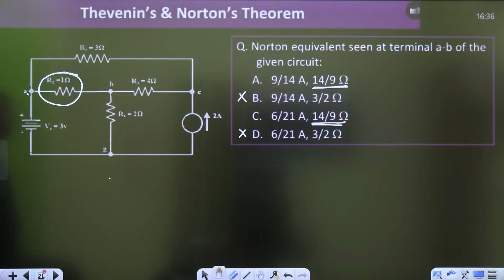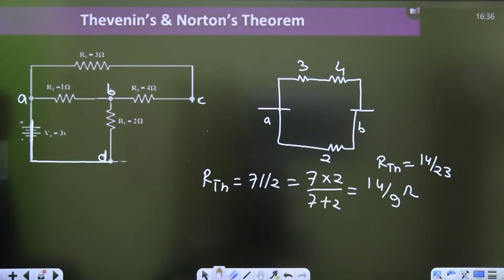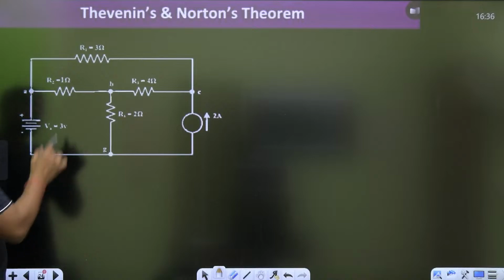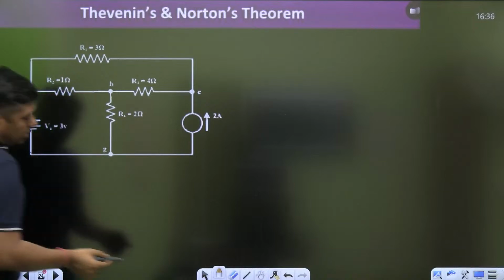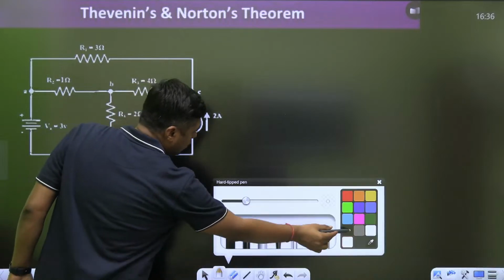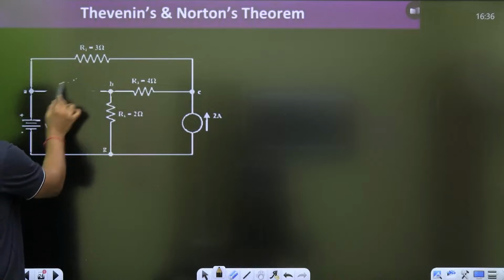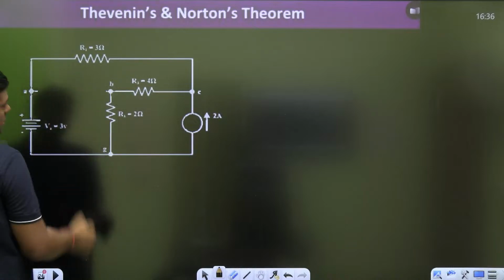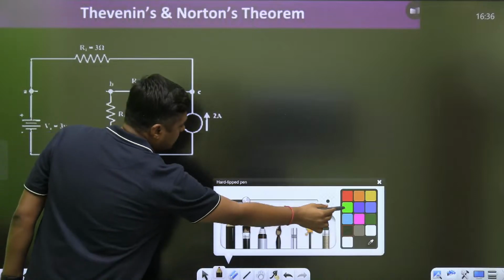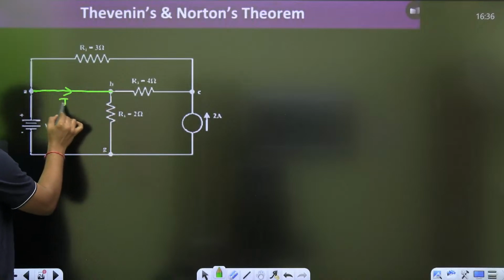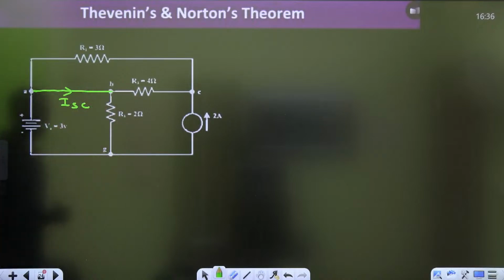Second question, Norton's equivalent means what is the short circuit current across AB? When we have to calculate the short circuit, then guys you have to consider the 2 ampere as well as 3 volt. Simply first of all remove this one. First of all remove the load. 1 ohm load is removed. Now terminal AB is short circuited. Terminal A and B is short circuited. And this is the ISC, Norton current. AB is short circuited and this is the case guys.